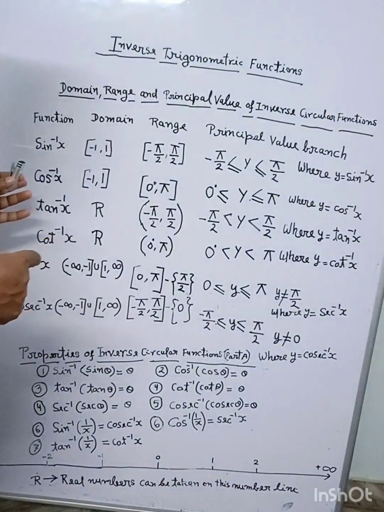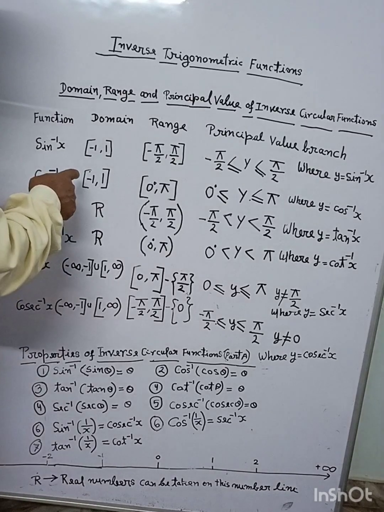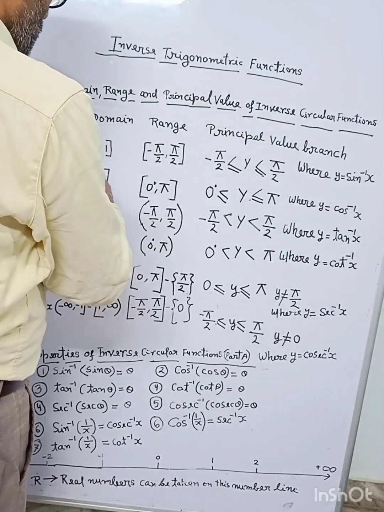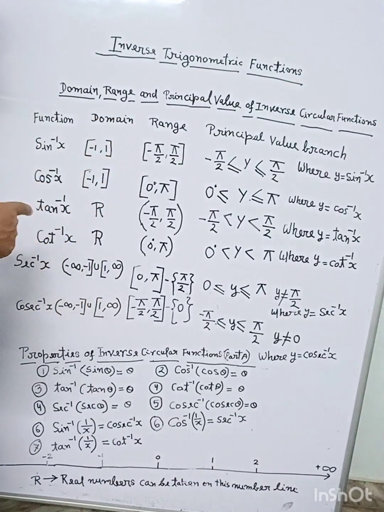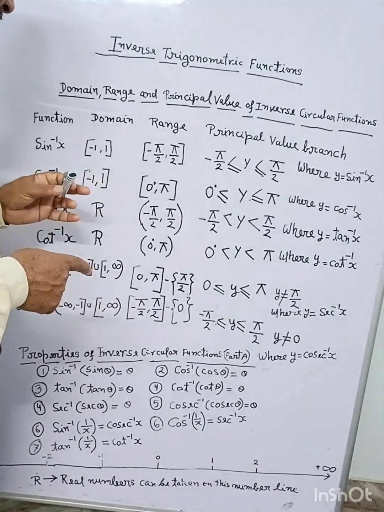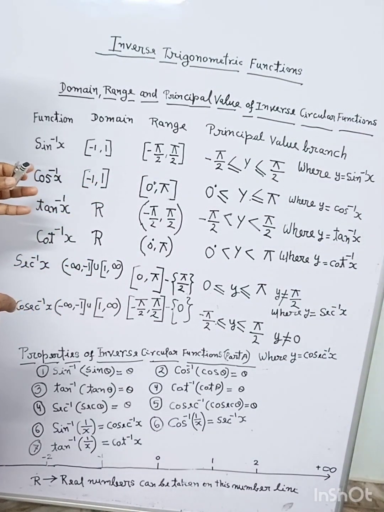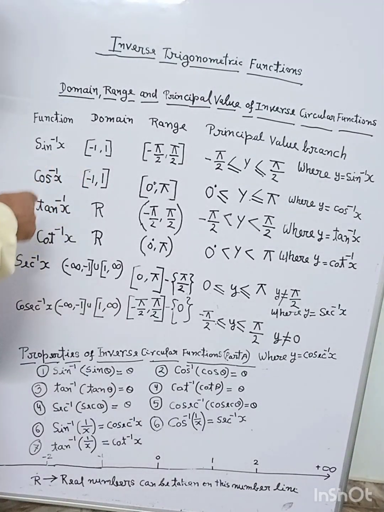In case of cos inverse x, domain is -1 to 1. Different values of cos angles are from -1 to 1. It is under closed interval. It means -1 and 1 are also included.